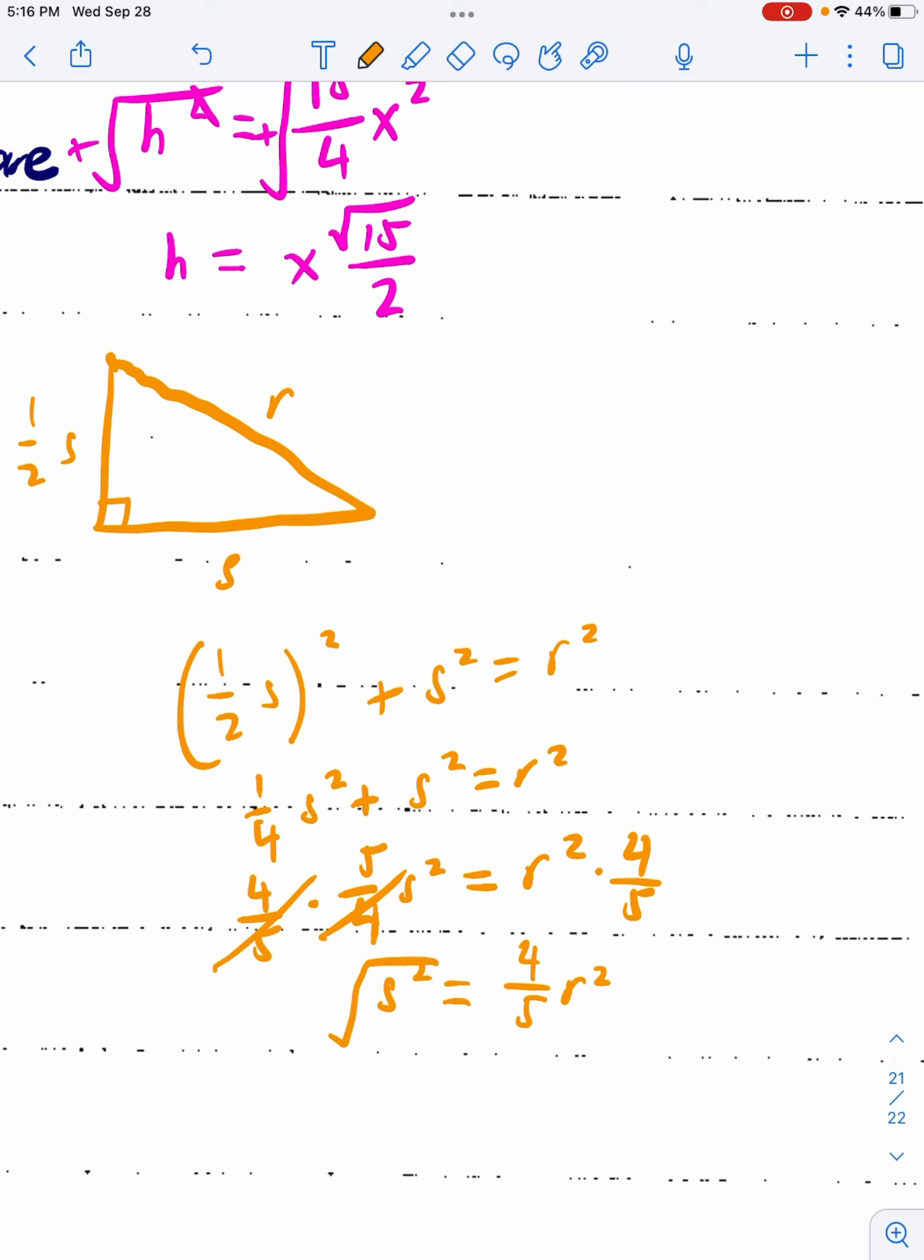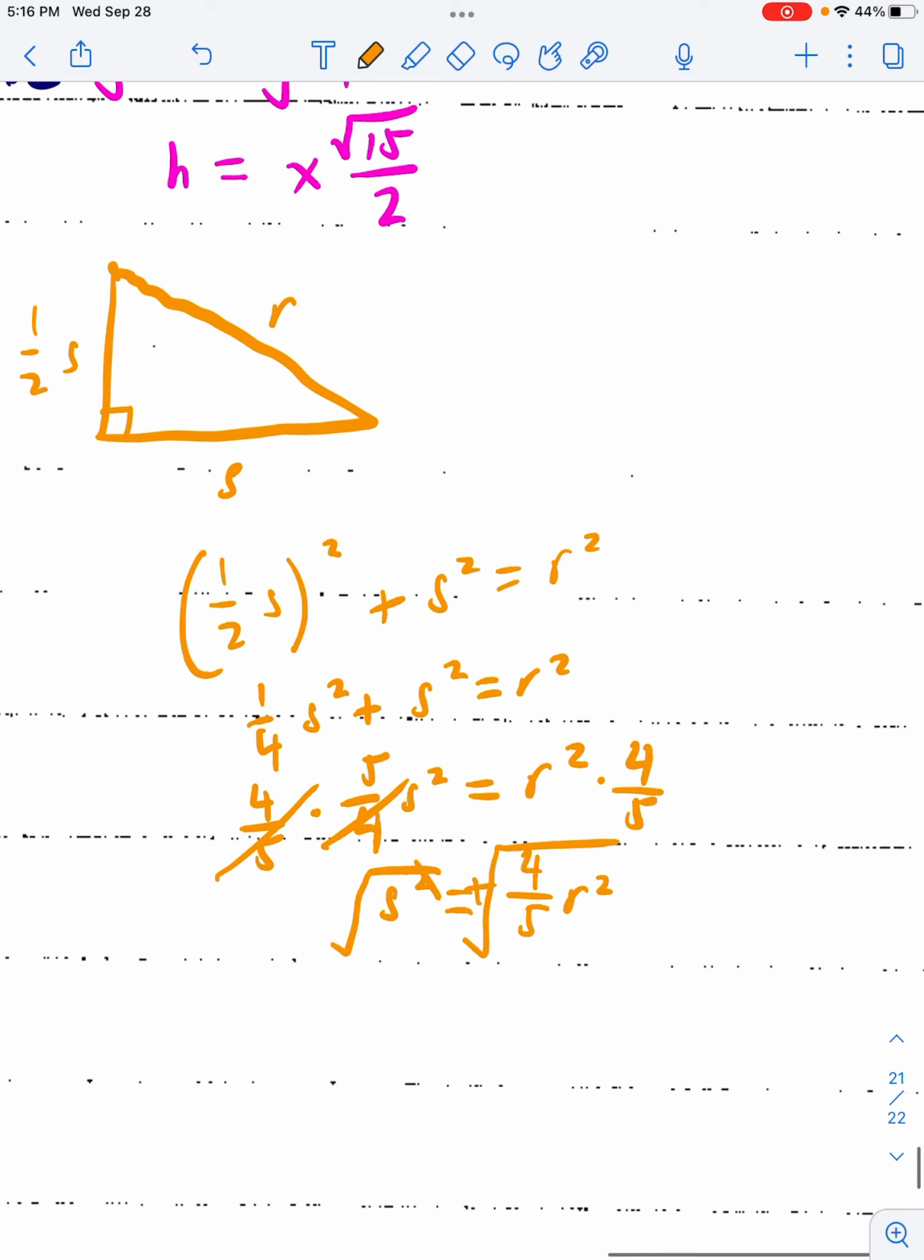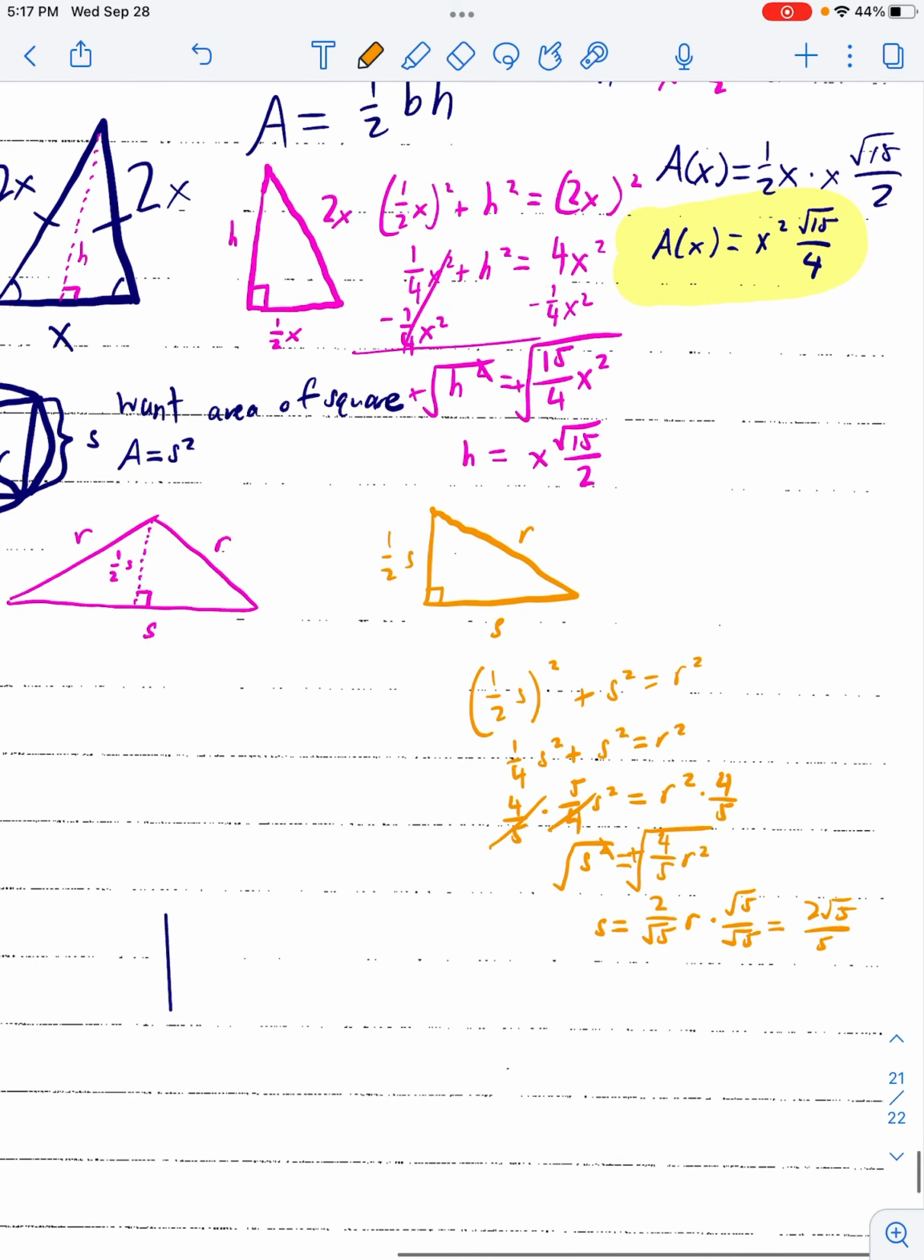Then we just have to take the square root of both sides. We keep only the positive square root because the length of the side of our square can't be negative. So we have s equals square root of 4/5 r. All right, let's rationalize that denominator. We get 2√5/5 r. So here we have s equals 2√5/5 r.